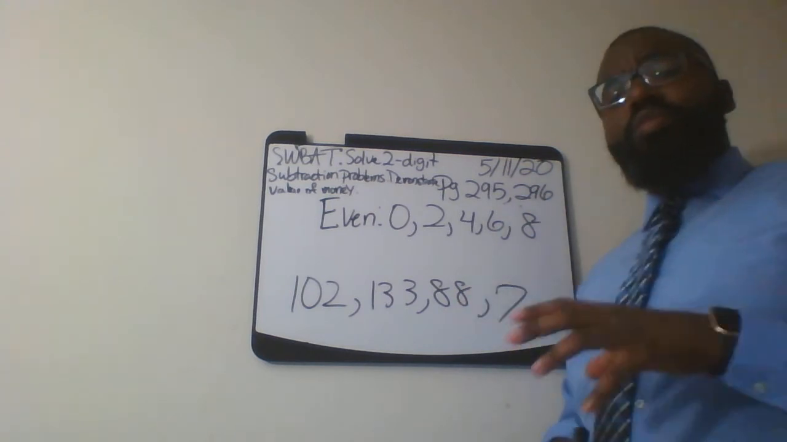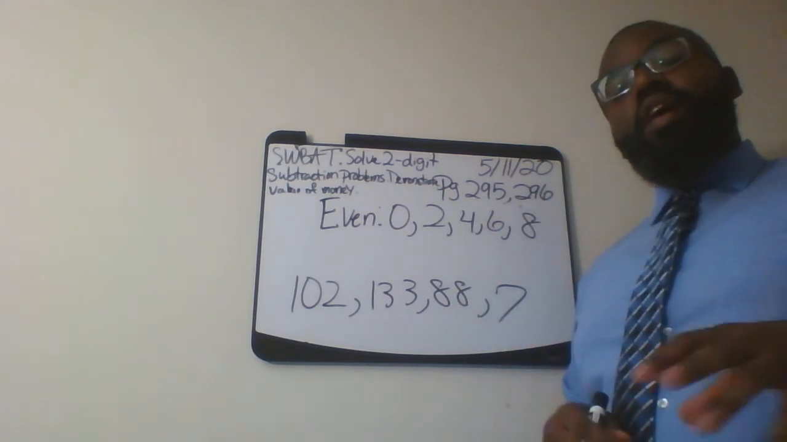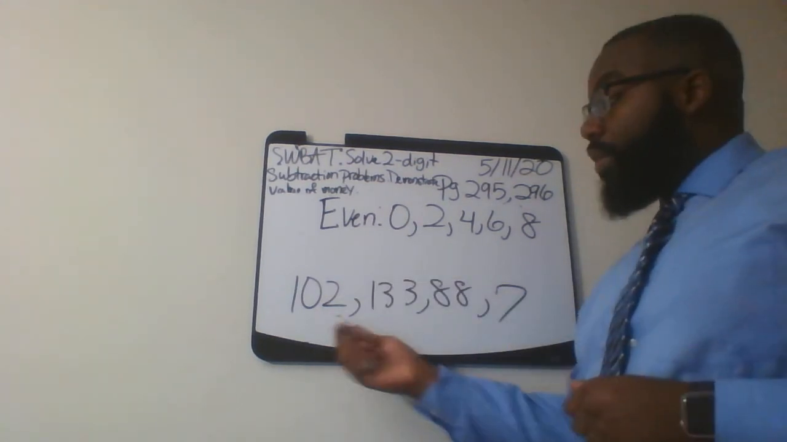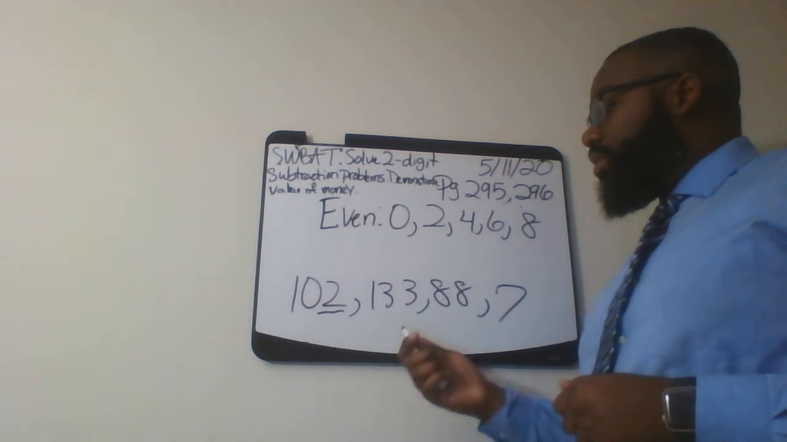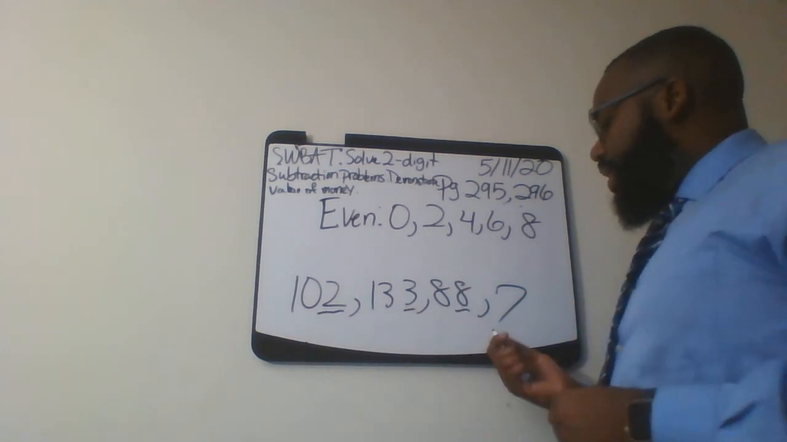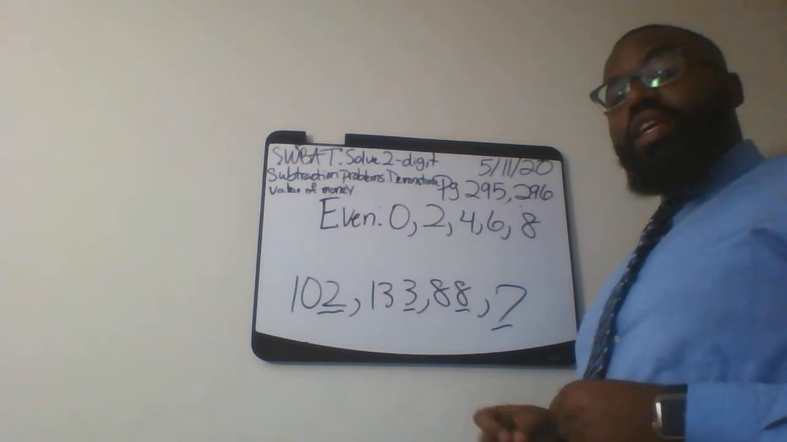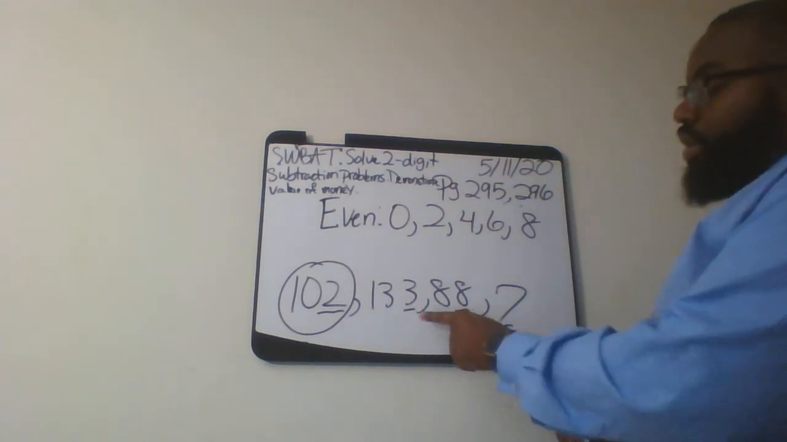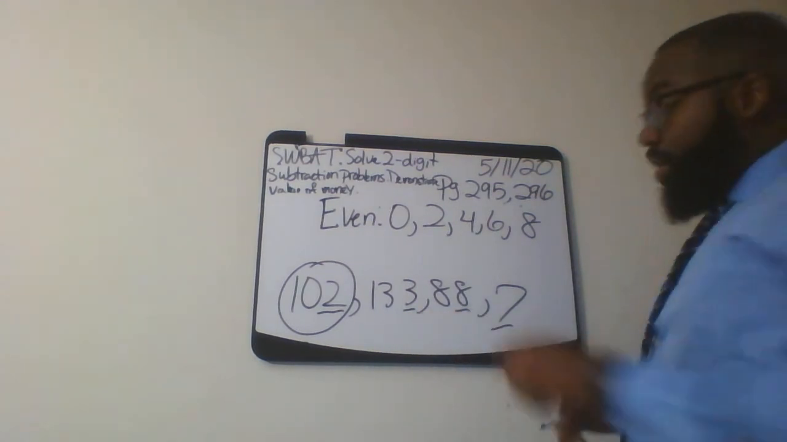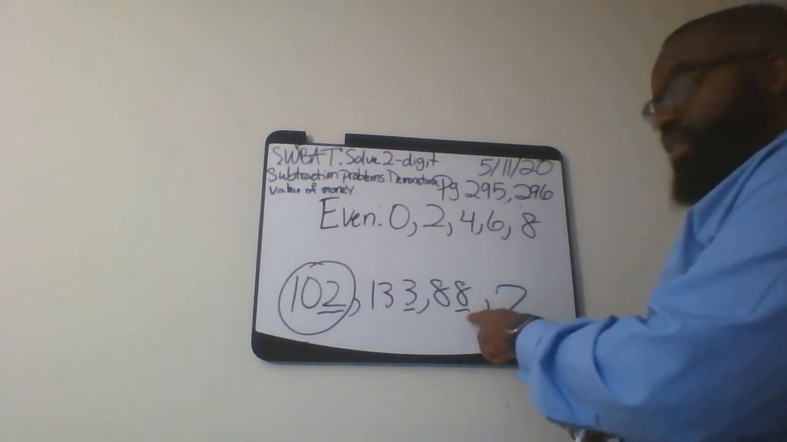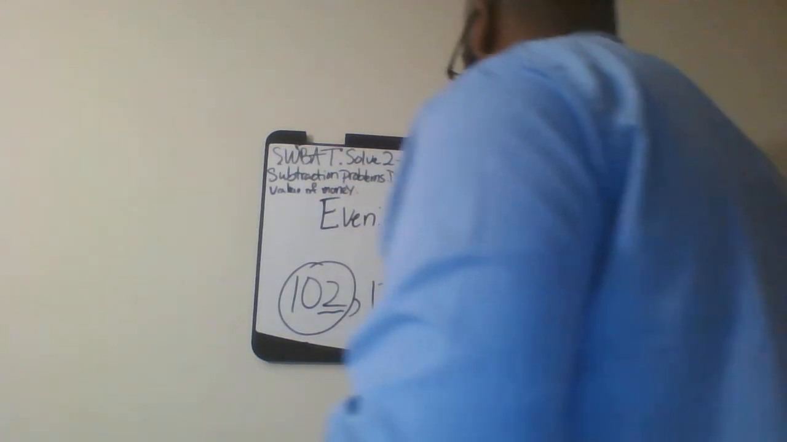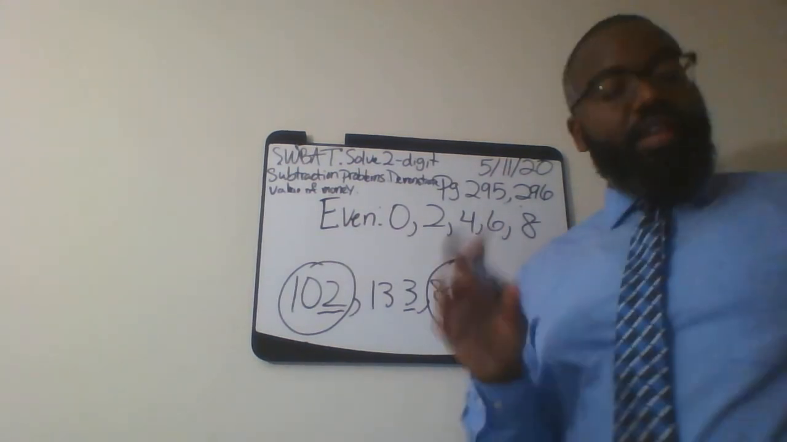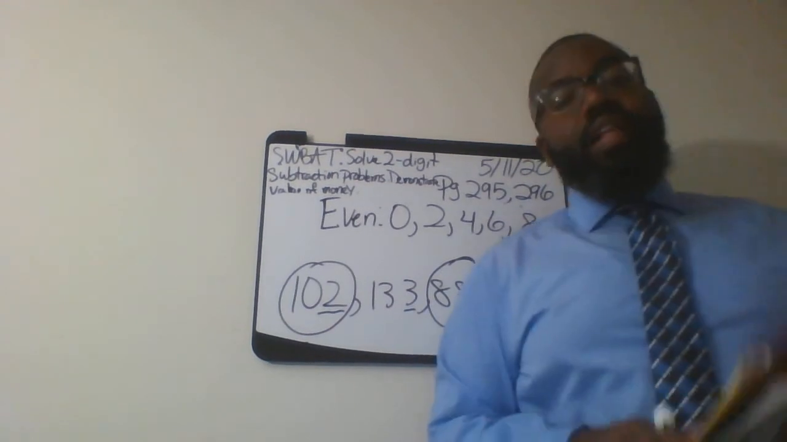Now, I wrote a few numbers on the board, and I'm going to circle the ones that are even numbers, okay? First, look at 102. Remember, you always look at the digit in the ones place. As we see, 2 is an even number, so I'm going to circle this. Let's look at 133. 3 is not an even number, so I'll leave that alone. Go over to 88. The 8 in the ones place is an even number, so I'll circle that. And let's go over to 7. 7 is not an even number, so I'll leave it alone.